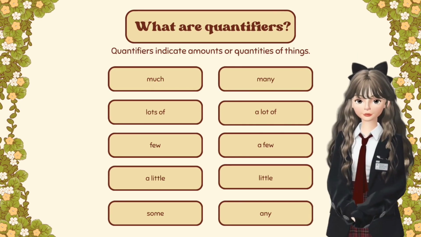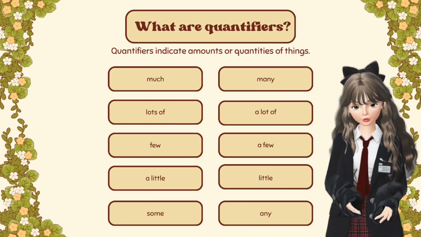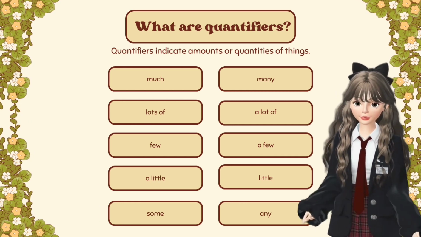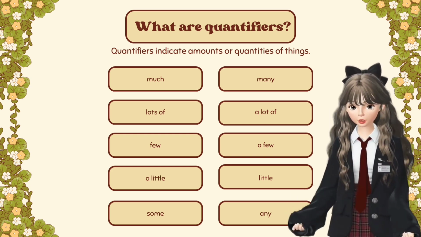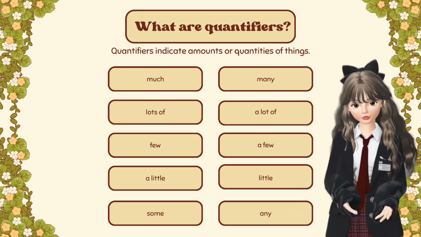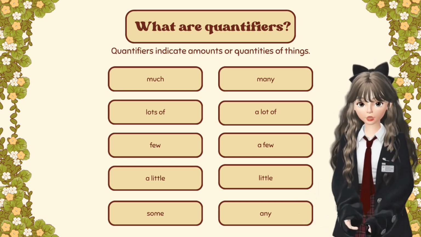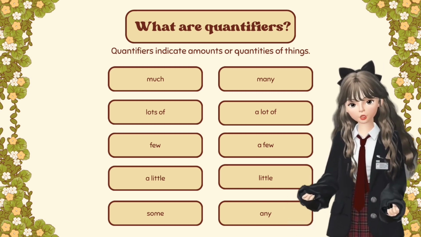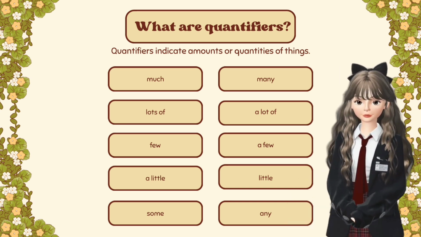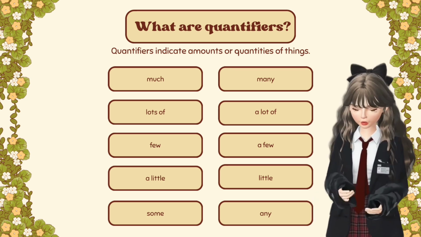Everyone, this video is about quantifiers. Now, what are quantifiers? Quantifiers indicate amounts or quantities of things, and in this video, we are going to look at how to use and the differences between the following quantifiers. They are much, many, a lot of, few, a few, a little, some, and any.